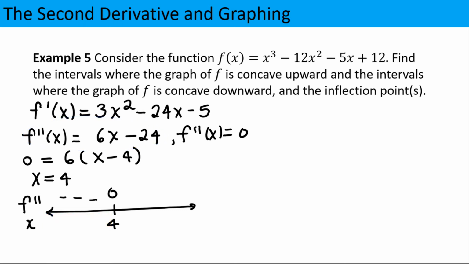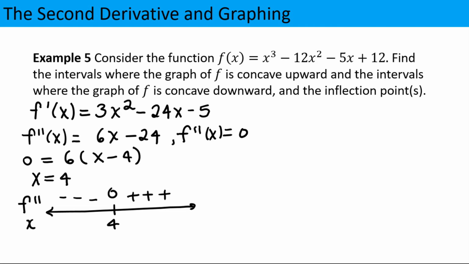Let's pick a number to the right of 4. For example, how about if I pick 5? Then we can do 6 times 5 is 30. 30 minus 24 is positive. The sign chart of the second derivative determines the concavity.